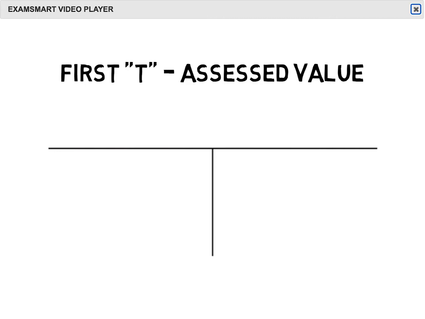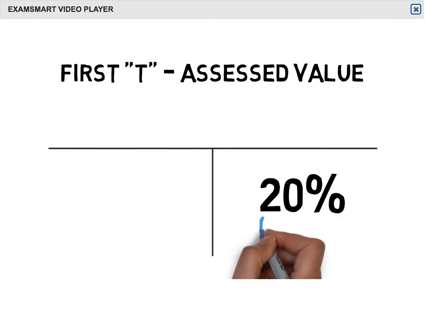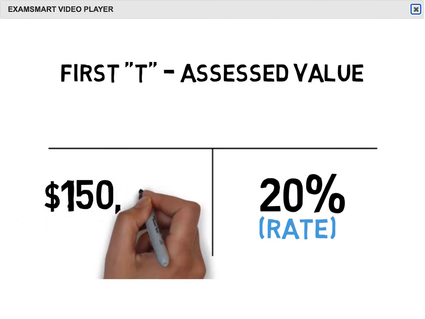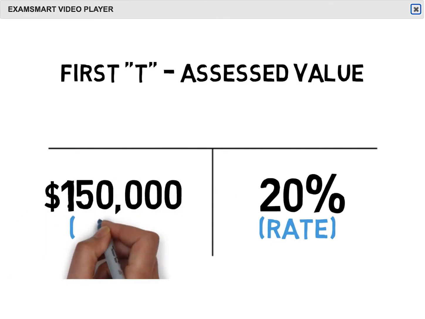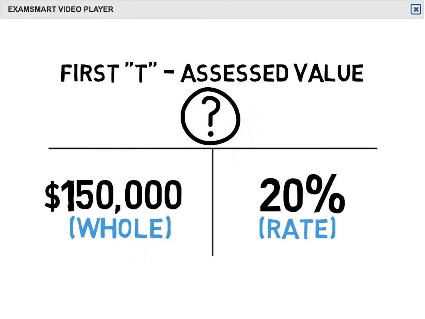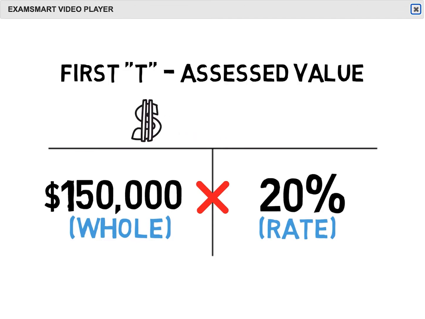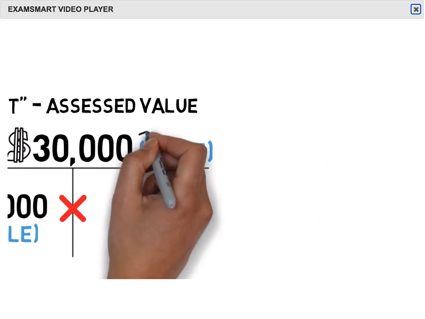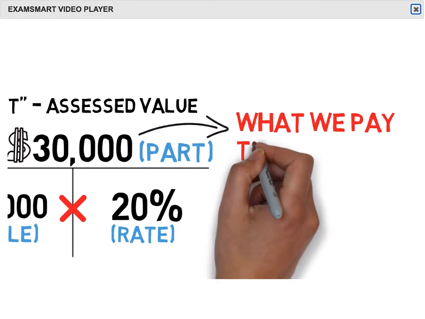The tax assessment rate is 20%, which goes in the bottom right. The total market value is $150,000, which will be the whole amount, the larger number, that goes in the bottom left. Our formula says to multiply straight across. So we would take $150,000 times 20%, and that will give us our part, or our assessed value, of $30,000.